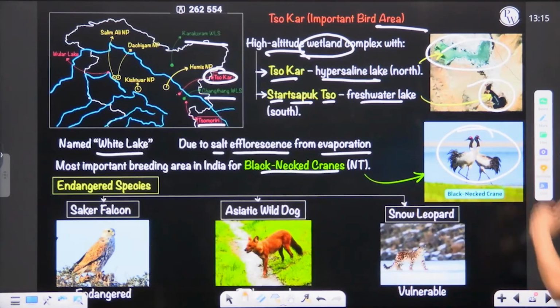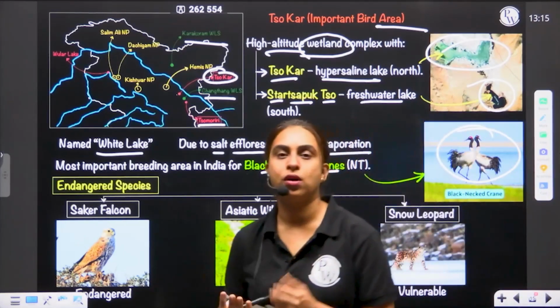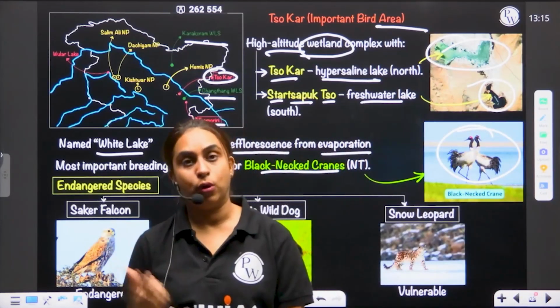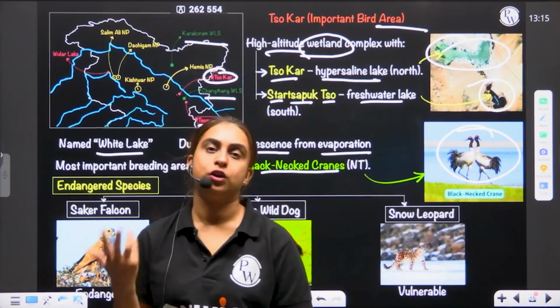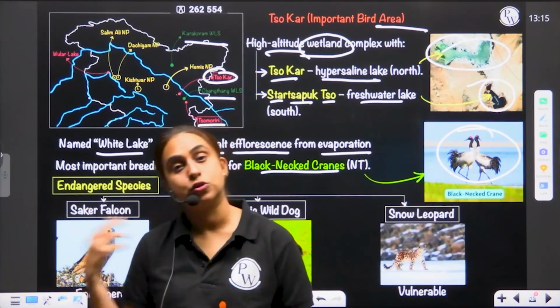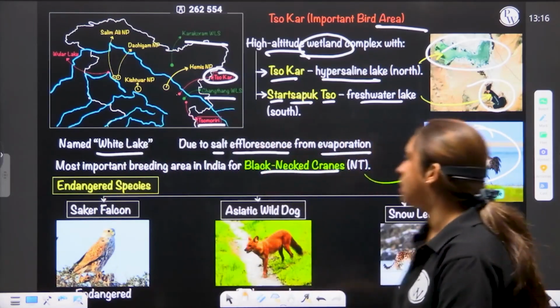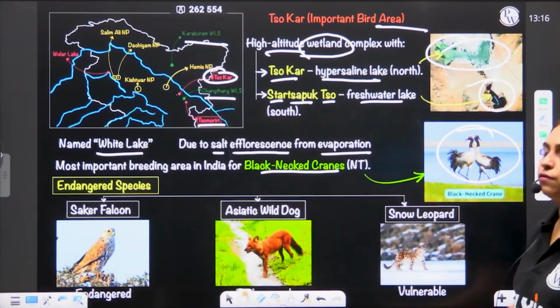Black-necked crane. Can you see the black-necked crane? There's a black neck here in the crane. So Sokar Sanctuary, that is important bird area. You have black-necked crane. It has wetlands. There's a complex wetland, that is Sokar. One of them is hypersaline, and the other is the Star Sapuk, that is about your fresh one.